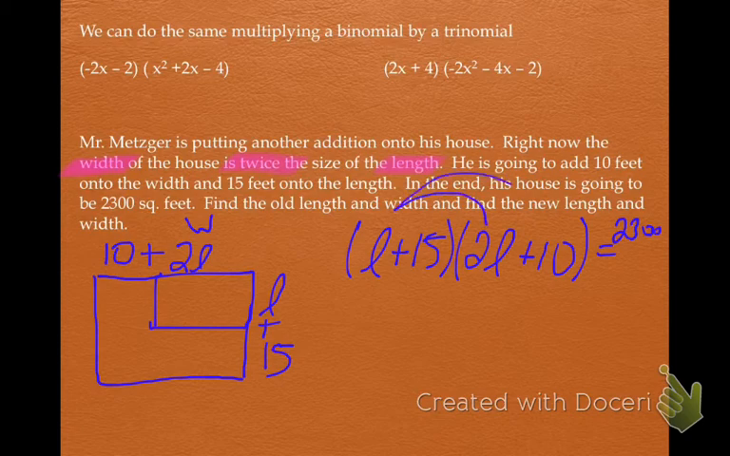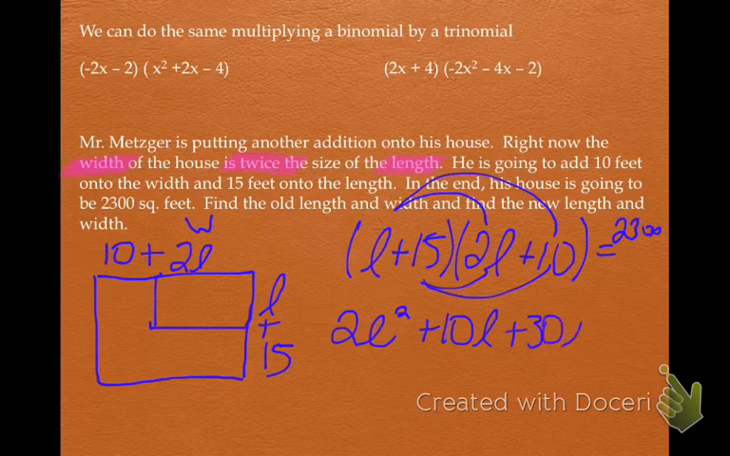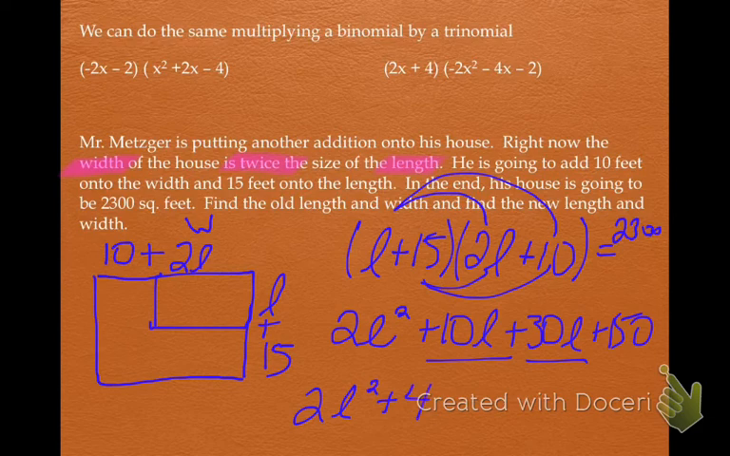Then what I'm going to do is multiply just like I did today. L times 2L gives me 2L squared. L times 10 gives me 10L. 15 times 2L gives me 30L. And 15 times 10 gives me 150. And again, that still equals 2,300. Combine my like terms. We have 2L squared plus 40L plus 150 is equal to 2,300.